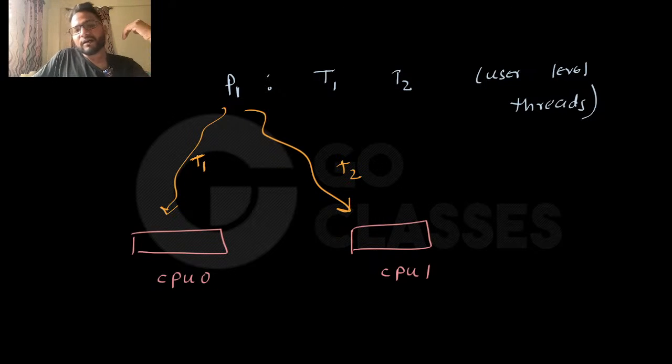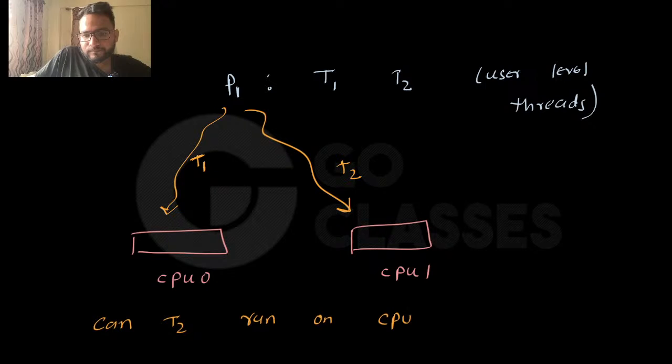So my question is that if there is a program that is having multiple user level threads, currently I am only talking about the user level threads, then in this case if T1 is running on this CPU 0, can T2 run on CPU 1? This is my question. Let me know. What do you think? Yeah, the answer is no.